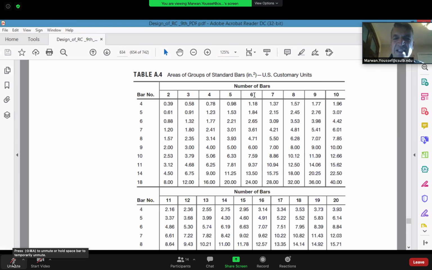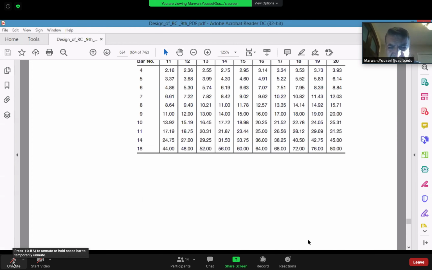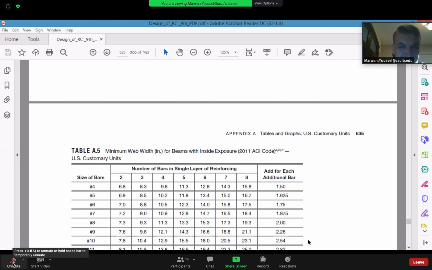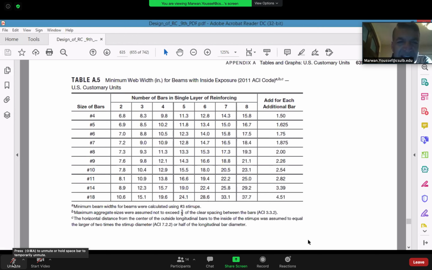Of course, you can get the same thing. You can go to the first table and take the area of one number 6 bar, multiply it by 5 or whatever. Bar number times the number of bars. But this gives you a table right away, and we will use that a lot. All right? And then this continues 11, number of bars, 12, and so forth. So you get that. Okay, so we're gonna refer to this a lot today.